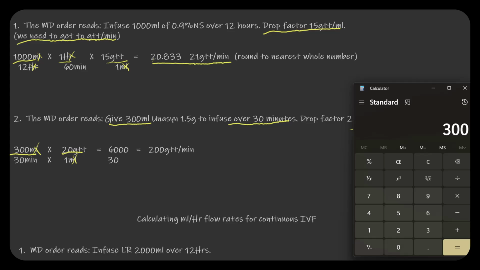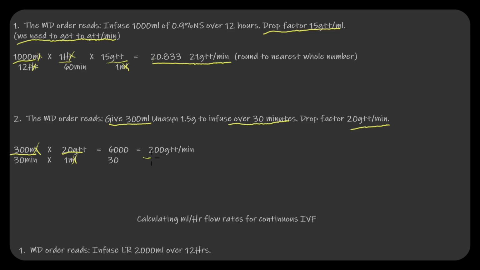We multiply across 300 times 20 gives us 6,000 divided by 30 gives us our answer of 200 drops per minute.